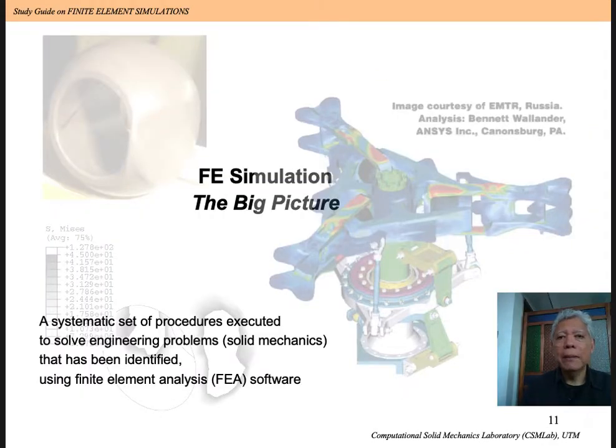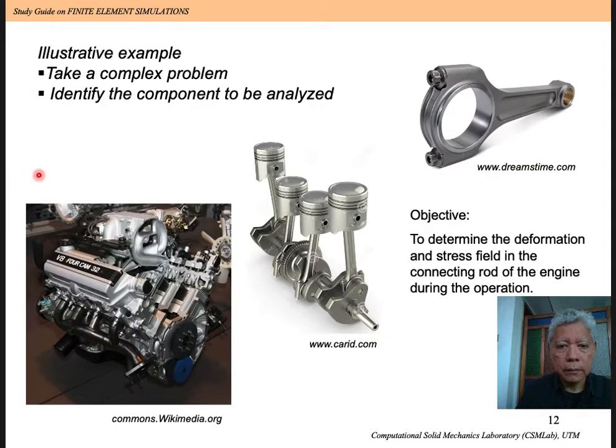Let us now look at the big picture on problem solving by the finite element simulation. As an illustration, we consider a complex system of V8 engine. The sub-assembly of concern is the crankshaft, connecting rod, and piston assembly. And the problem is identified as to determine the deformation and stress field in the connecting rod during operation of the engine. And this is an example of a solid mechanics problem.